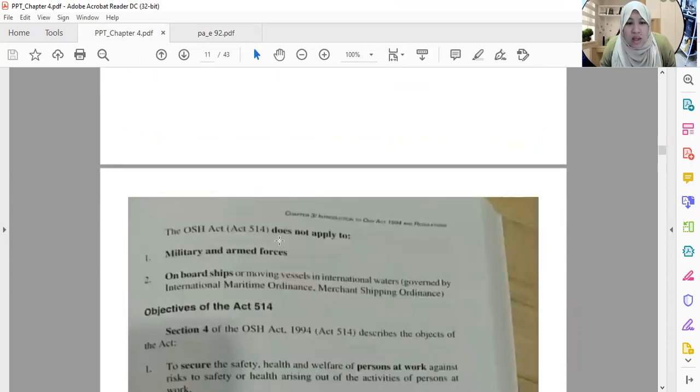And then the OSHA Act, Act 514, does not apply to military and armed forces because this is under what we call military parts, and the army is under government as well, but we are not actually interfering in this. On board ship or moving vessel, for example shipping and maritime in international water, it is governed by the International Maritime Ordinance, Merchant Shipping Ordinance. So this is under the shipping ordinance from the government itself, but not in this OSH Act. They have their own rules.